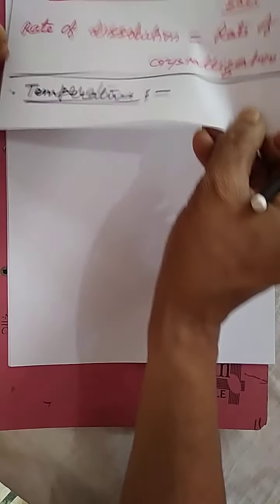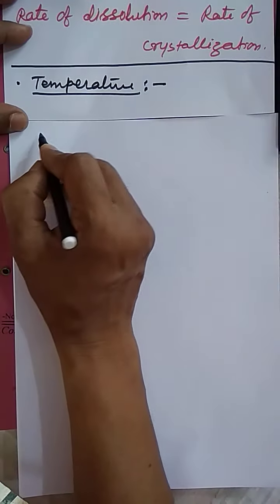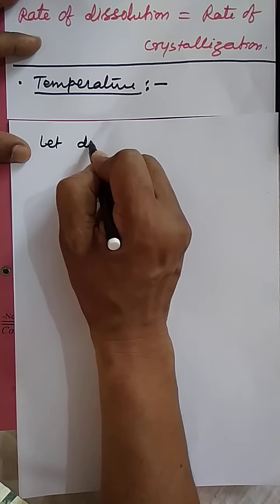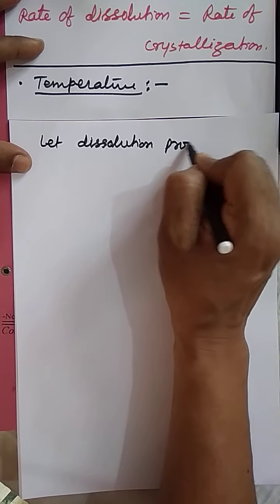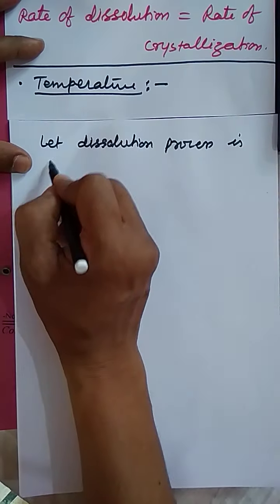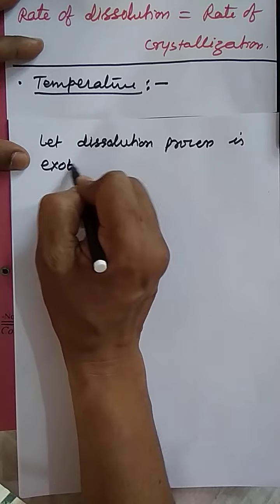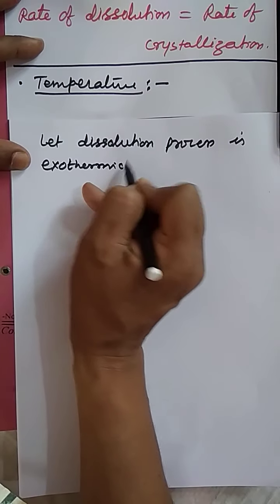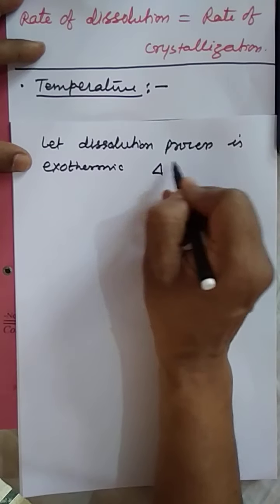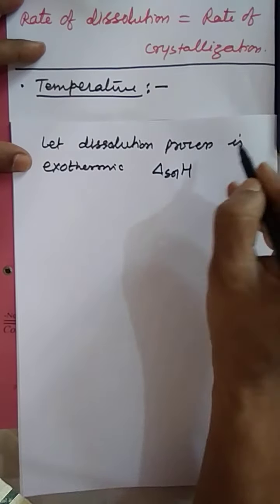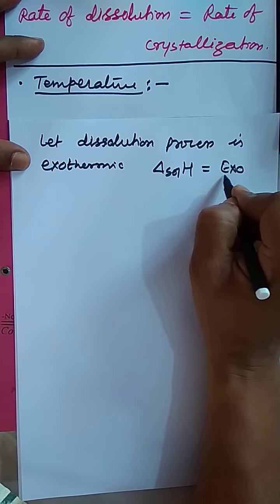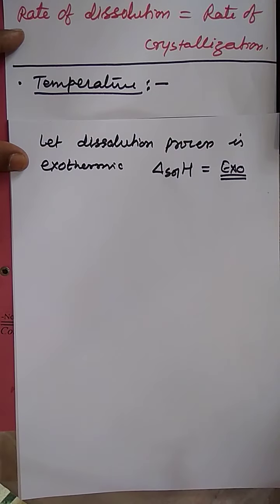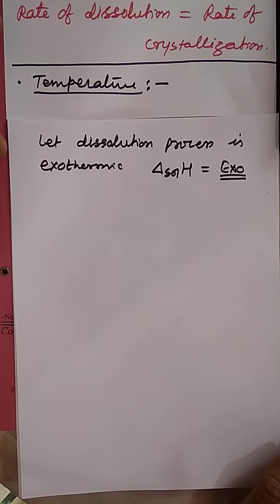So suppose the dissolution process is exothermic. That means delta solution H is exo, meaning some amount of energy is released during the process of dissolution.